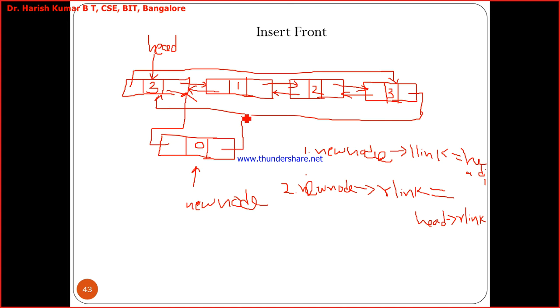Now, so this is done. So from this node I can reach this. What else do we need to do now? Yes? See, from the new node you can go to the head node. Again from the head node you've got to reach this new node. Okay? How to do it? 3. Tell me. Head arrow right link. Yes. Head arrow right link is equal to what?